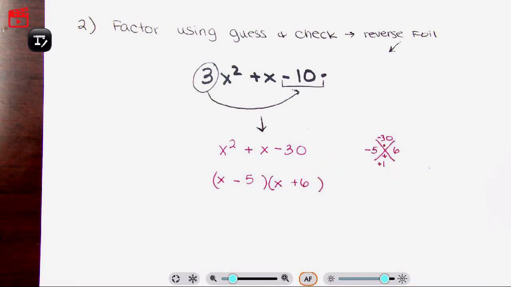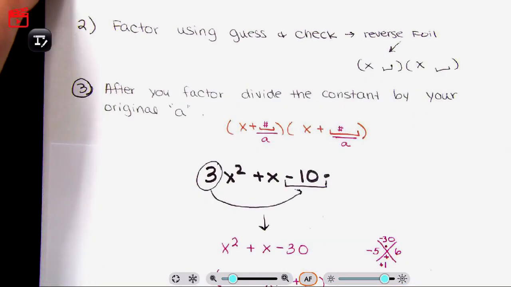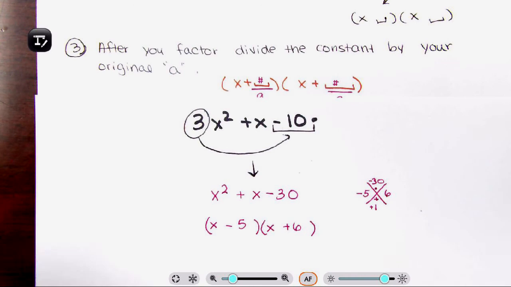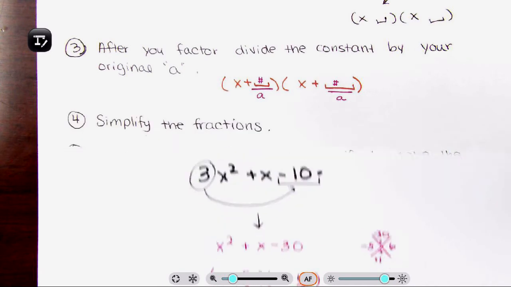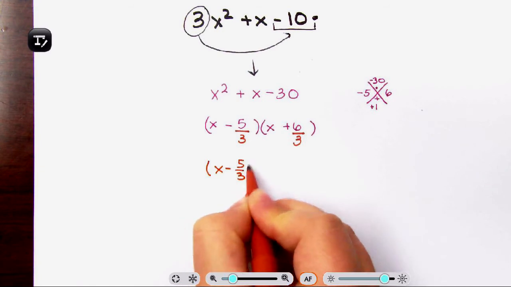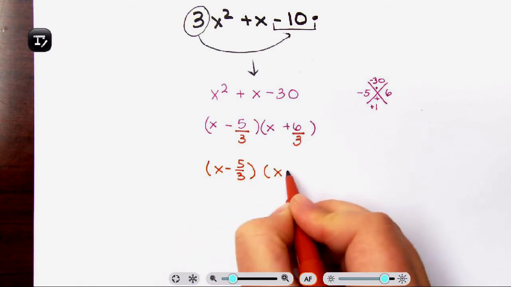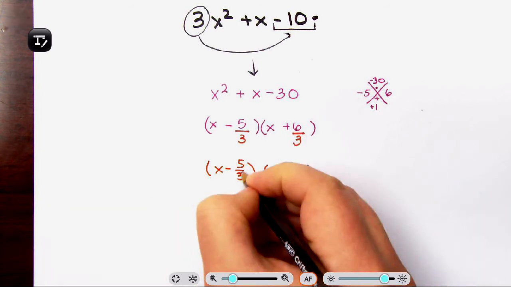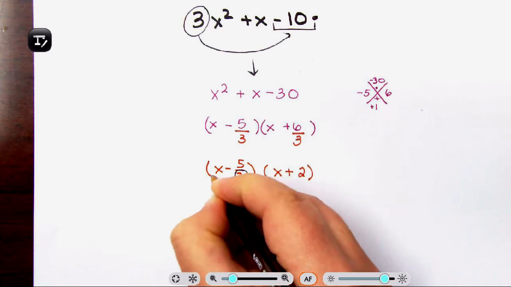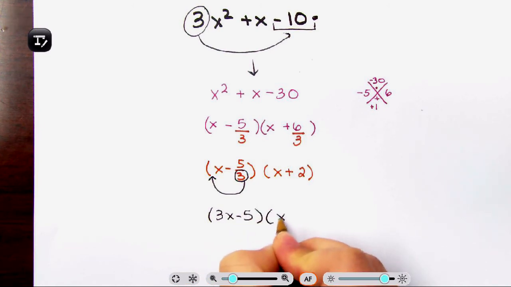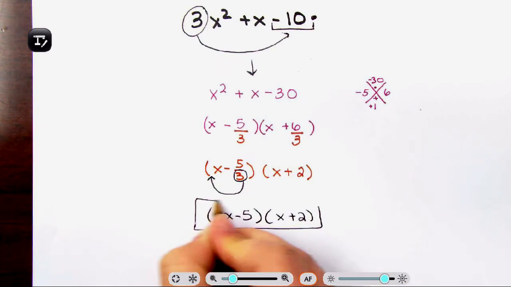Step number 3 is after you factor, divide the constant by your original a. So what's my original a? My original a was 3, so here it is. Simplify is step number 4, so we're going to simplify that fraction. This fraction doesn't simplify, so I have x minus 5 thirds. However, this one does simplify. 6 divided by 3, that is 2. Since this one didn't simplify, we're going to take the denominator and put it in front of our x as our coefficient. So I have 3x minus 5 times x plus 2, and you are done.